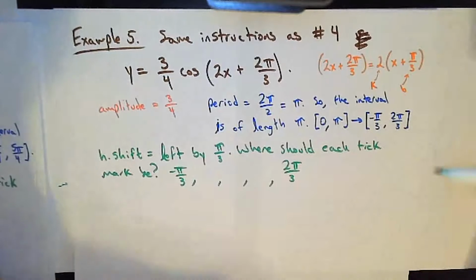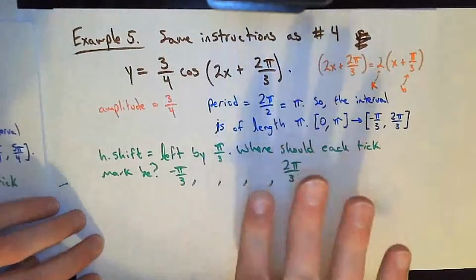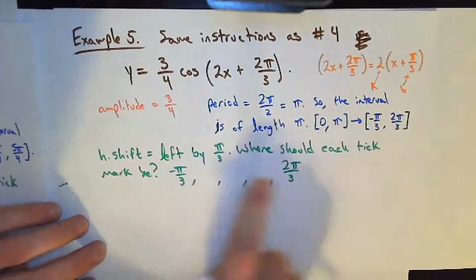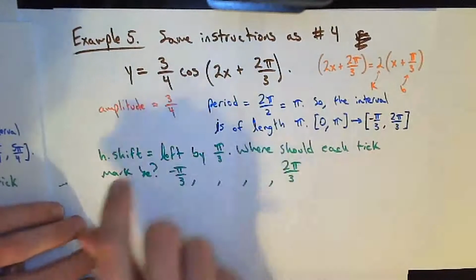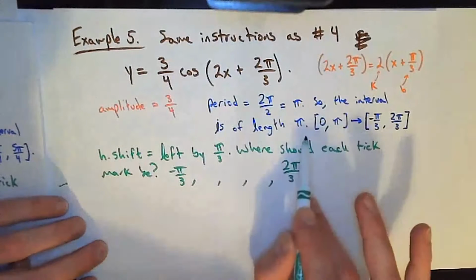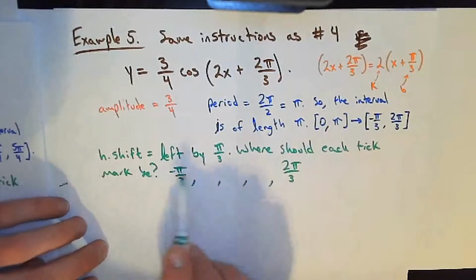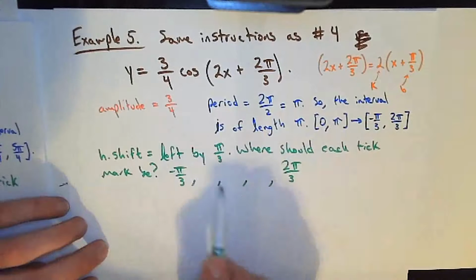Pi on 4. Why? Because my interval is of length pi, and I'm splitting it into 4 pieces, 4 chunks, represented by 5 tick marks, right? If there's 5 tick marks, then there's 4 chunks, right? And if the interval is of length pi, chopping it into chunks of 4, that's going to be pi on 4. So I'm going to add pi on 4 to each one of these.